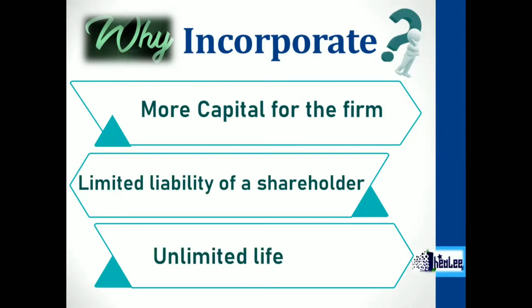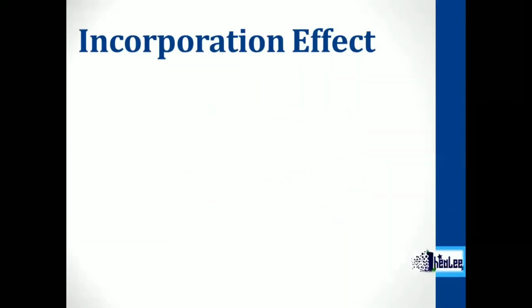Another is unlimited life. Unlike a partnership, where if one of the partners died, the business basically collapses as well, for the company, if a shareholder dies, the business still lives on. Because remember, the business is separate from its owner. So there's continuity in the lifespan of the business. So those are some examples.